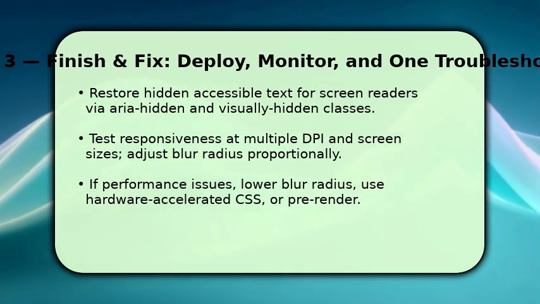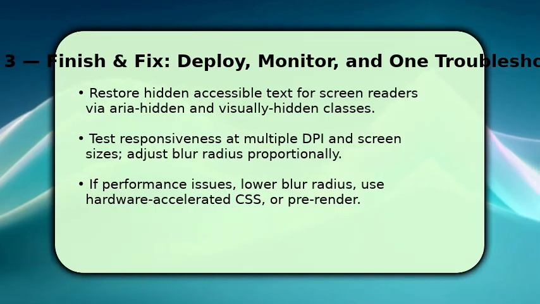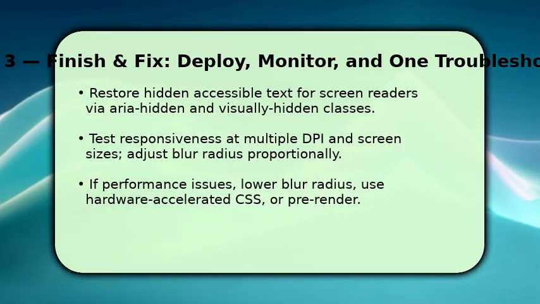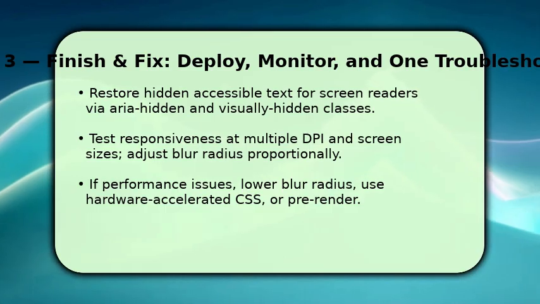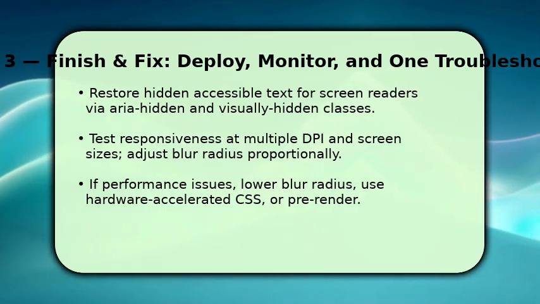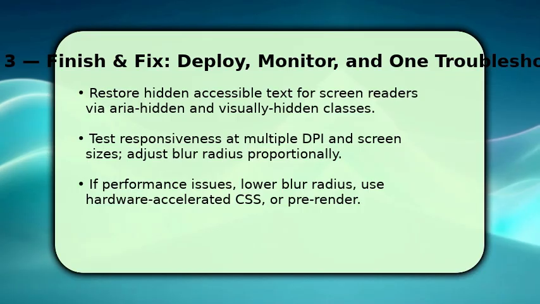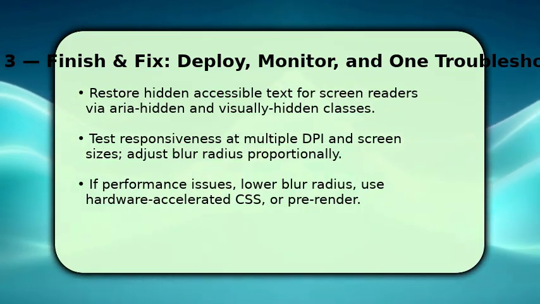Make the blur radius proportional to viewport or font size so it looks consistent. If things go wrong, slow rendering or jank, reduce radius, switch to CSS hardware-accelerated filters, or pre-render blurred assets. That single change often fixes most problems quickly.